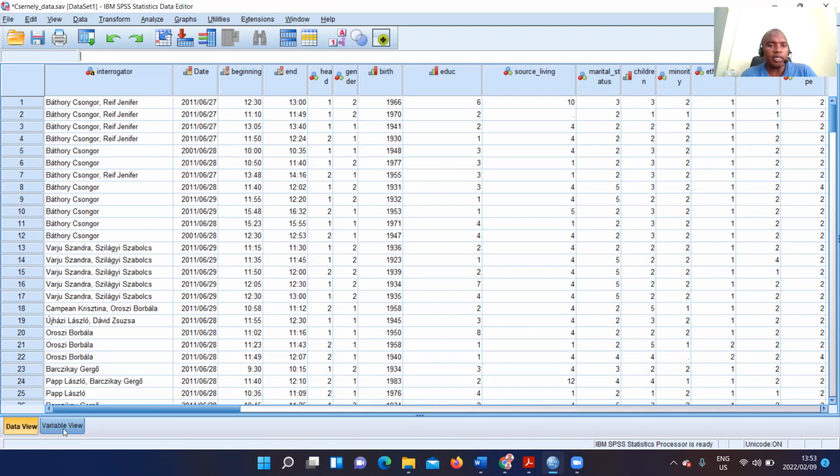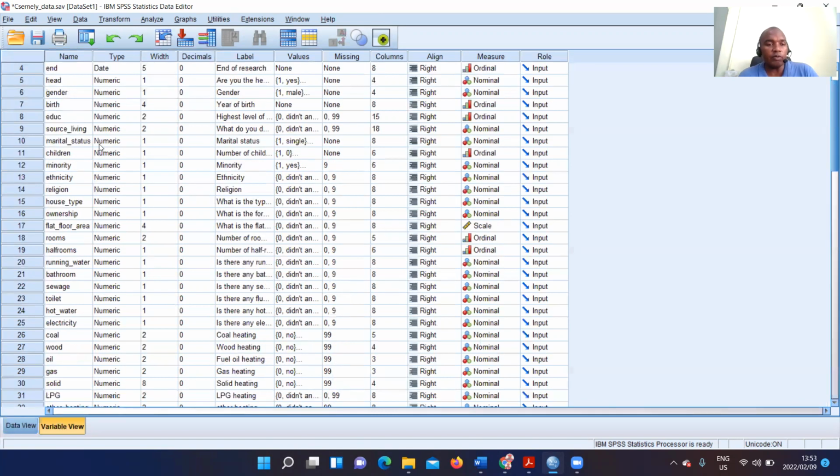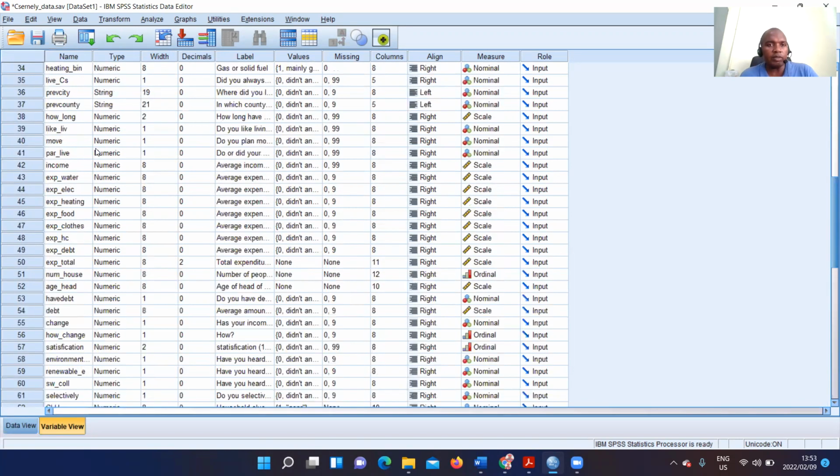But for you to make sense of the data set that you are actually analyzing, or that you want to analyze further, you need to go to the variable view. So I will go to the variable view so that you are able to make sense of this work file in terms of the key variables or attributes of this work file.